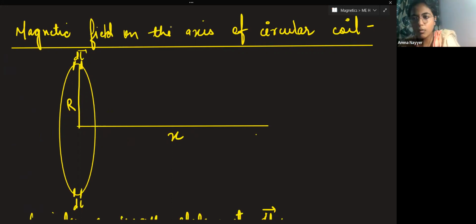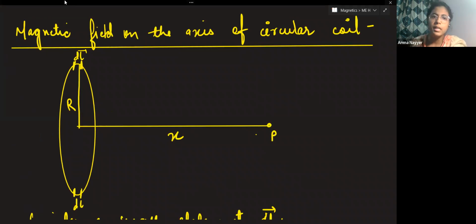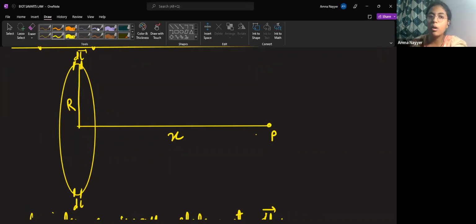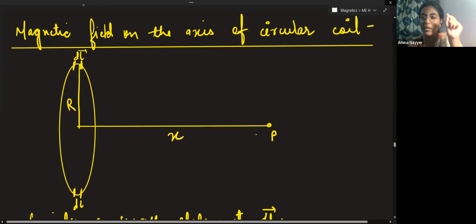And ultimately what will happen? When you combine all the diametrically opposite ends, that will form the complete circle. All right, so for that complete circle, we have chosen this. Now at this point, let's say this is some point P. For Biot-Savart's law, we always use the separation between the current element and the point. That is known as the radius vector.